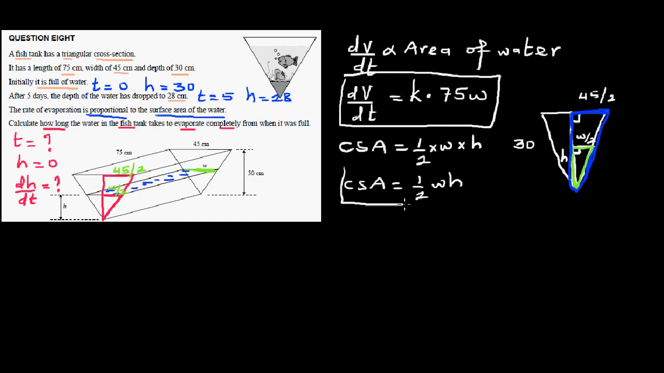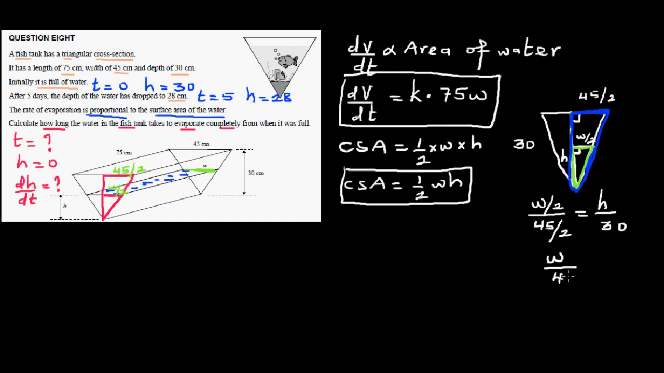So my intention is now to write, can I find a relation between W and H? Well, if you take the ratio like this, W over 2 divided by the corresponding side, 45 over 2, is equal to H over 30, because this side corresponds to this side. The half gets cancelled. So W over 45 is equal to H over 30. Multiplying both sides by 45, W is 45 over 30 H. So W is 3 over 2 H.